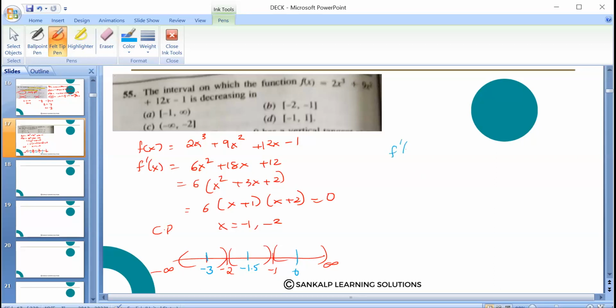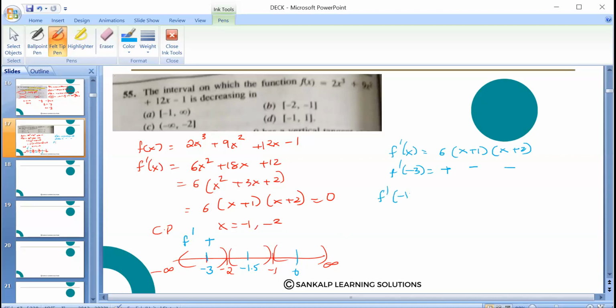And you will put it in f dash x. That is 6 into x plus 1 into x plus 2. When you put minus 3, 6 is positive, minus 3 plus 1 negative, minus 3 plus 2 negative. So f dash is positive.